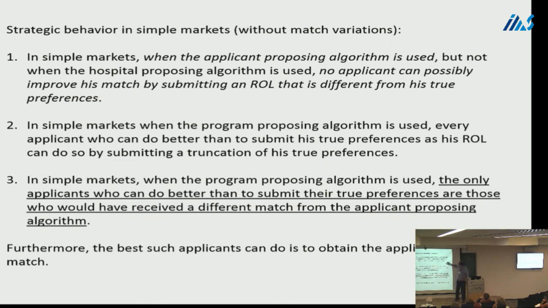And we have strategic results. In simple markets, when the applicant proposing algorithm is used, but not the hospital proposing, no applicant can possibly improve his match by submitting a rank order list, an ROL, that is different from his true preferences. So it's a dominant strategy in the applicant proposing algorithm, even in many-to-one problems, to state your true preferences. That's not going to be true when couples are present. Every applicant who can do better than to submit his true preferences when they're on the other side of the market can do it with a truncation. Okay? And the best they can do is to do as well as they could at any stable matching. Okay, so there's a bunch of theorems that, there I am on the phone in 1995 and they're flashing in front of my eyes because they're not true when you've got couples.